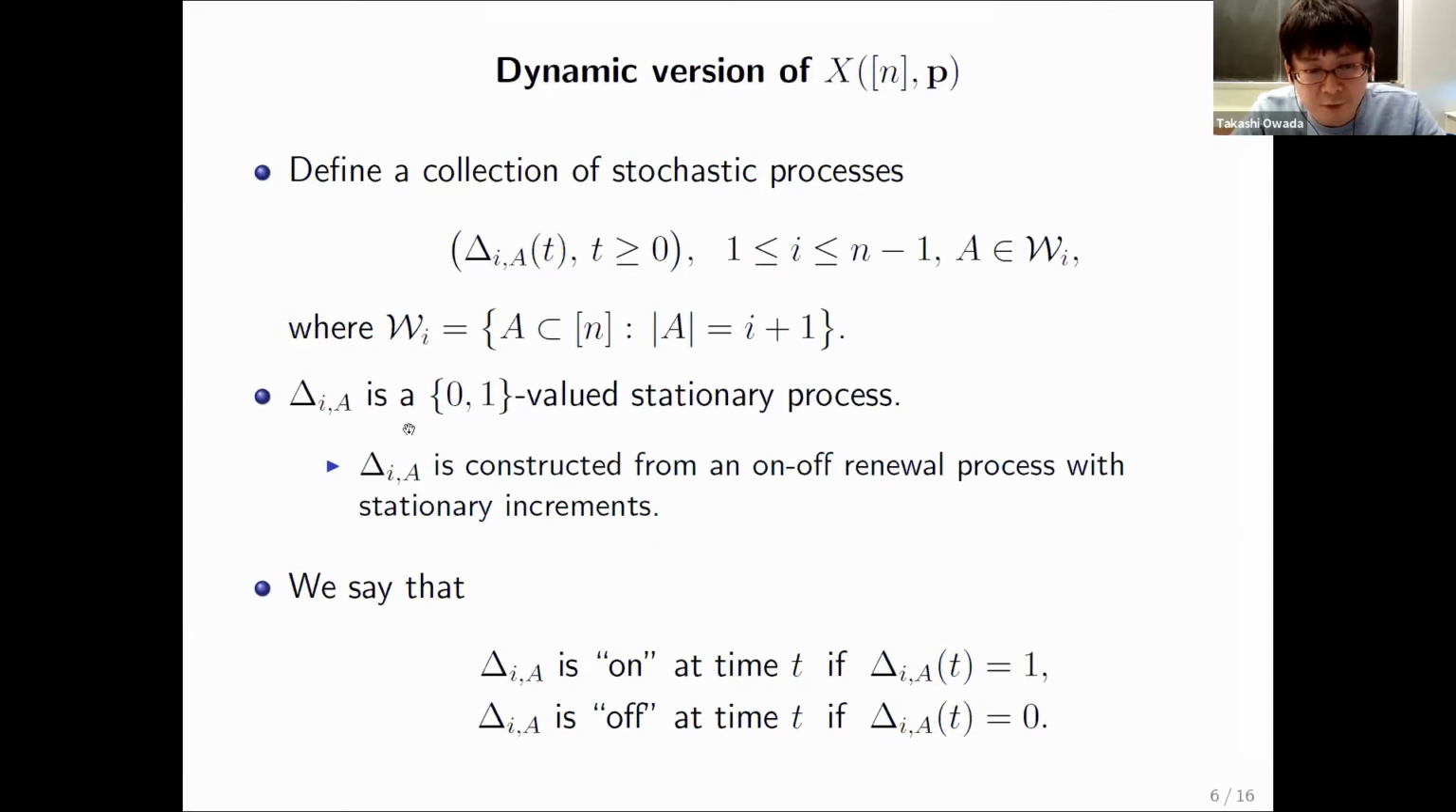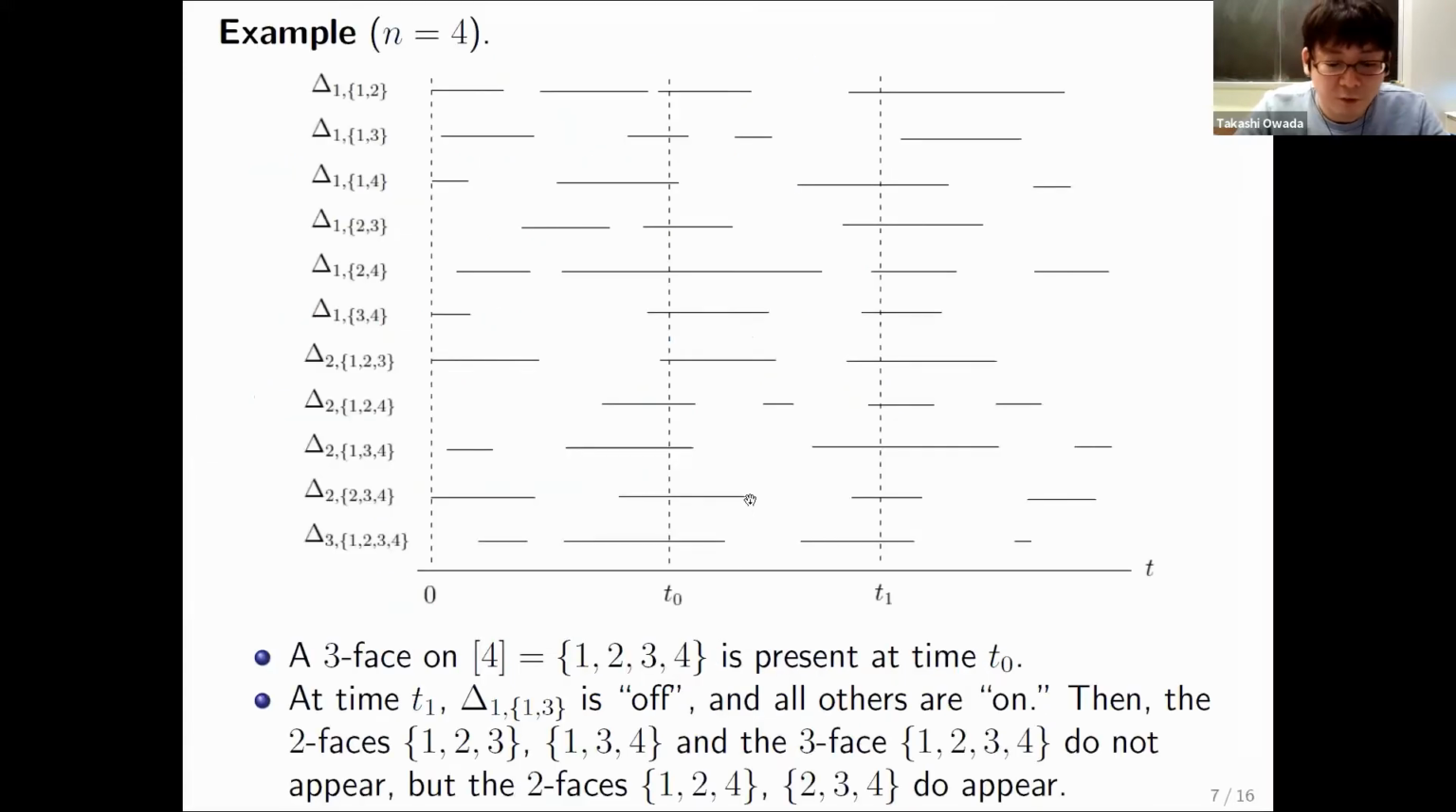Since this one takes either 1 or 0, we simply say that if the value of the process is 1, the process is in the on state. And if the value of the process is 0, it is in the off state. Okay, without going into the details of the construction, I would like to see the specific example with n equals 4. In this case, we have 4 points, 1, 2, 3, 4, and we need to consider these 11 stochastic processes.